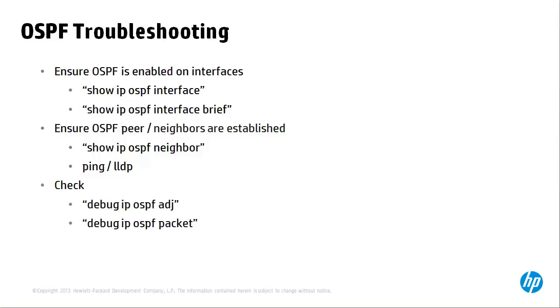Debug commands such as debug IP OSPF adjacency and debug IP OSPF packet allow you to check OSPF messages in real time. Once again, in the second part of this TCG, we'll discuss the show and debug commands in a lot more detail, and I'll demonstrate the output of the debugs.